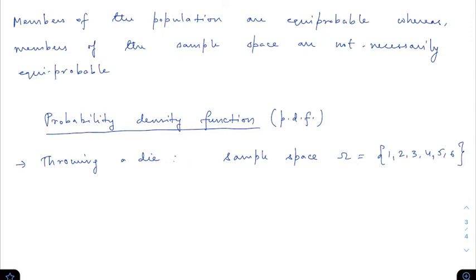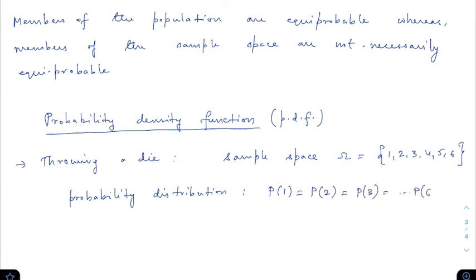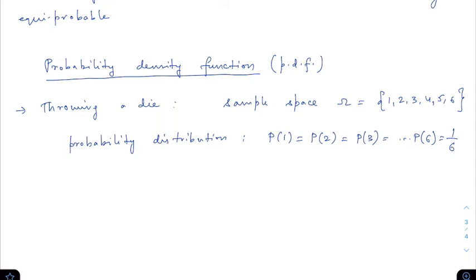Now if you look at the probability distribution, unless the die is biased in some way, the probability distribution is simply described as probability of getting a 1 equals probability of getting a 2 equals probability of getting a 3, and so on. So there is a 1 by 6 probability of getting any one of these numbers. And this gives a parent population of 1, 2, 3, 4, 5, 6.